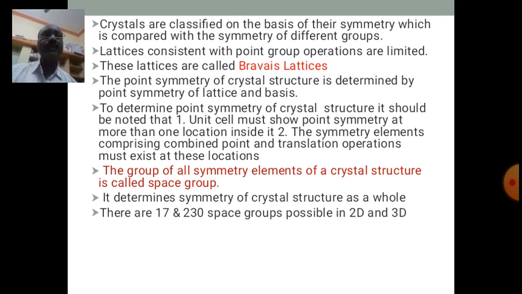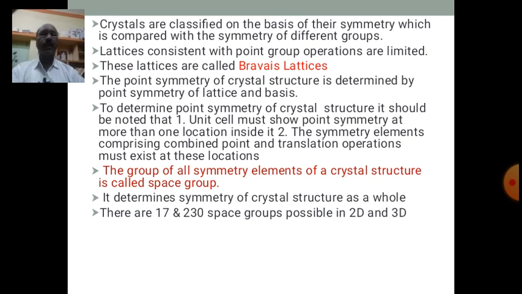The point symmetry of a crystal structure is determined by the point symmetry of the lattice and basis. We have to determine the point symmetry of the lattice and basis, and on the basis of that, the point symmetry of the crystal structure is determined.